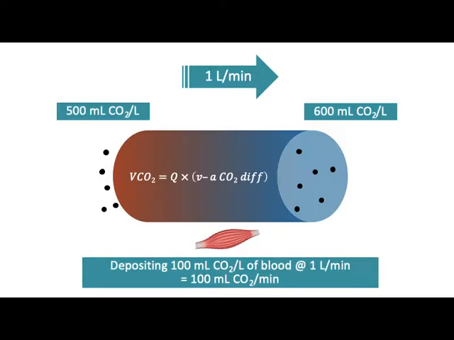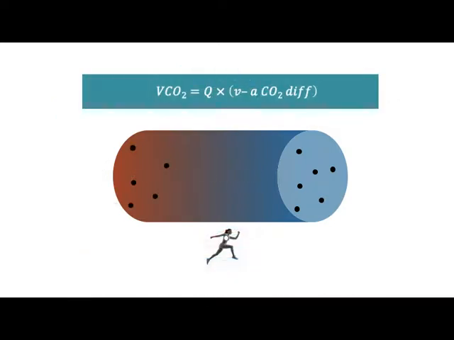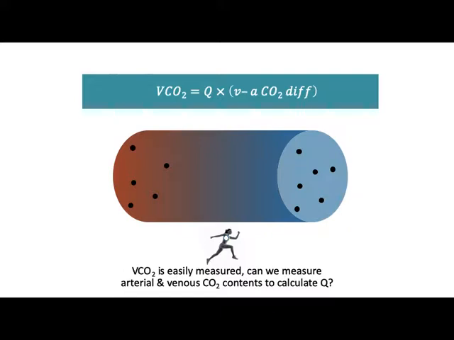So this looks very similar to the last slide, and it should make as much sense as the last slide that we looked at. We're depositing a certain amount. We can measure CO2 contents on the arterial and venous sides, measure cardiac output, calculate VCO2. But we're not calculating VCO2. We can easily measure VCO2, just like we measure VO2. It happens at the same time.